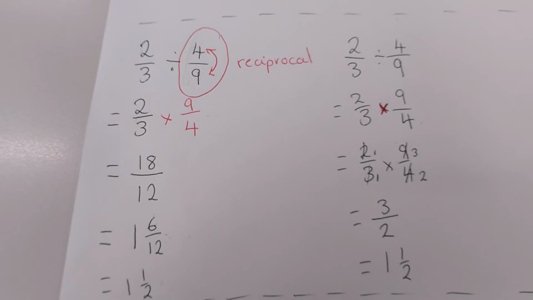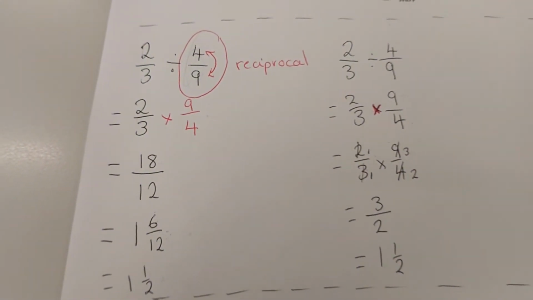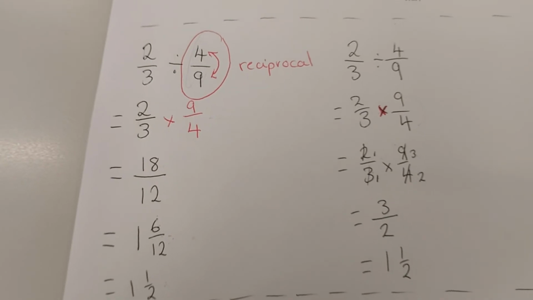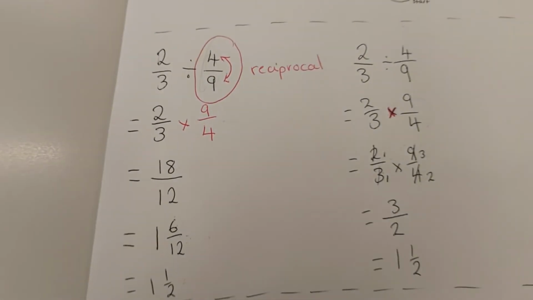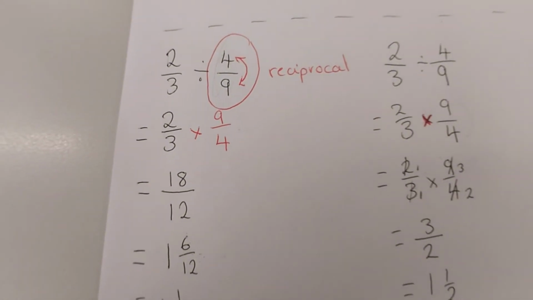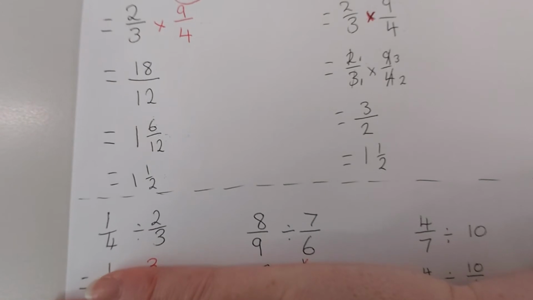Whichever one of these methods works best for you is totally okay. When it comes to cancelling down, this one's probably easiest in the long run, but I don't want to force you to try and use a method that you are not comfortable with. What I'd like you to do now is to have a go at these 3 sums.